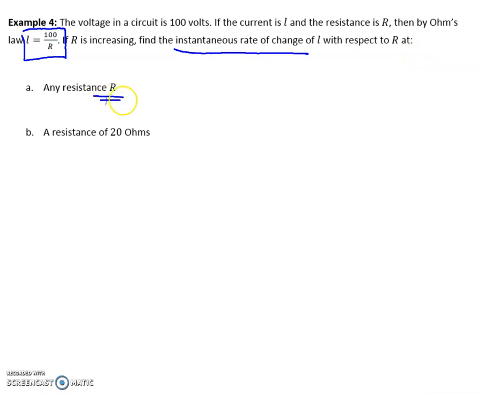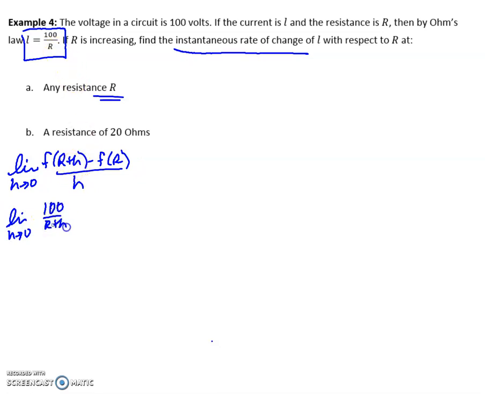So first I'm going to do it for any R. So I'm going to find the limit. I'm basically finding the velocity, but I have to do the limit. So I'm going to do, again, f of R plus h minus f of R over h. That's just that definition. So then I'm going to plug in R plus h for every R I see in my equation, and then just minus f of R, so 100 over R, and all of that is still over h.